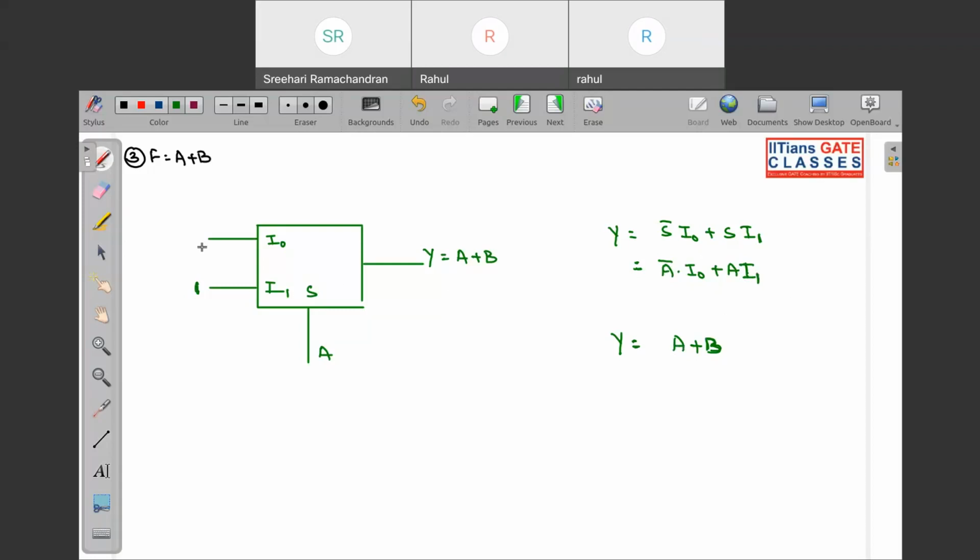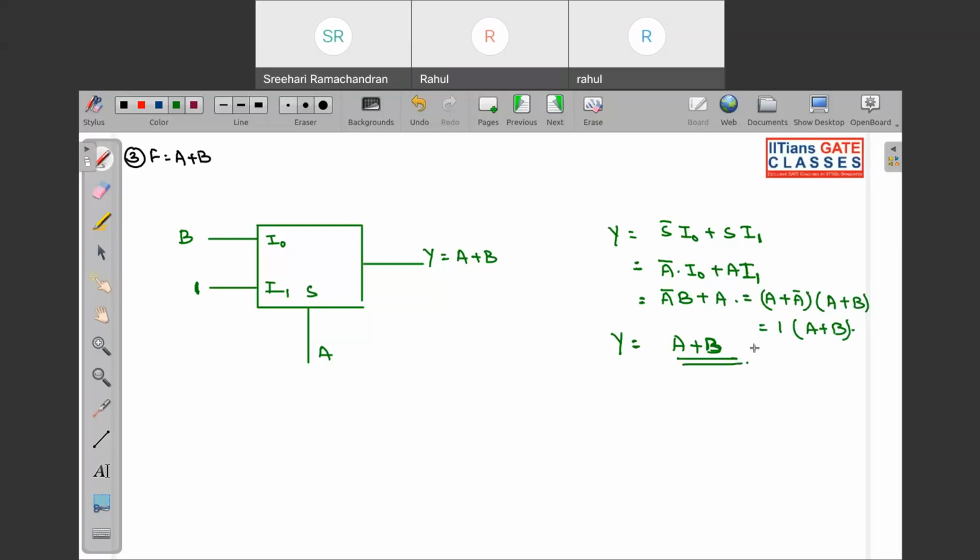See, if you place B over here, then this will be A complement B plus A. Now if we apply the distributive property, this will be (A plus A complement) and (A plus B). So A plus A complement will be 1 and this will be A plus B. So you got the required result.